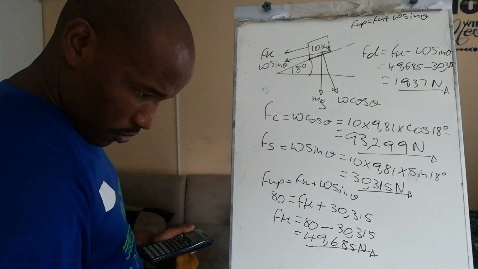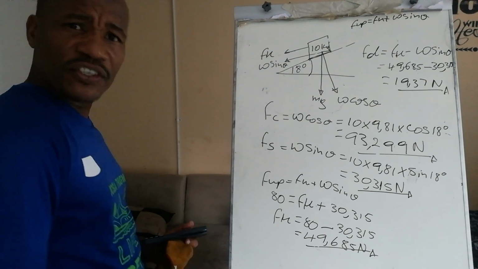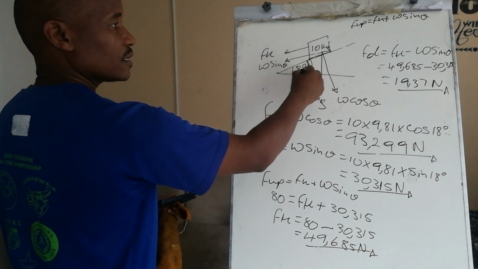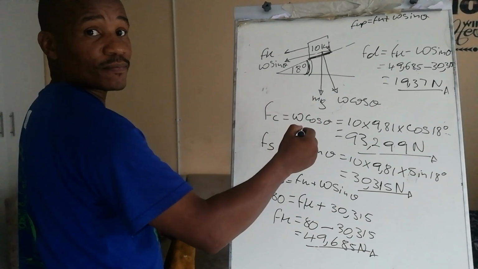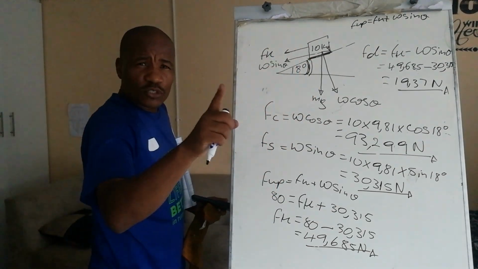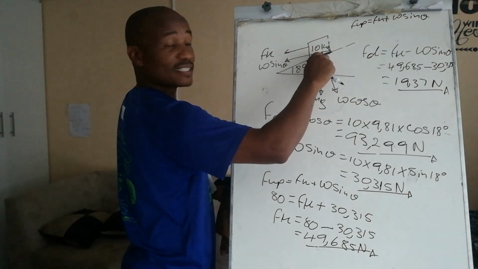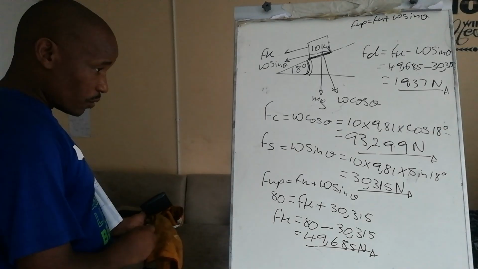Now, calculate the coefficient of friction. The coefficient of friction is the roughness of this surface where that box stands. Calculate it, and it's equal to.